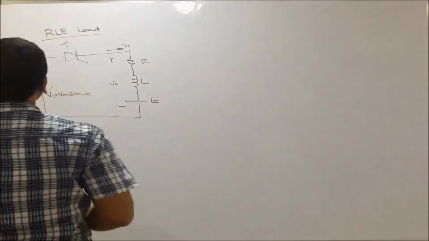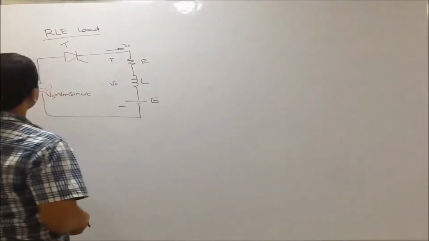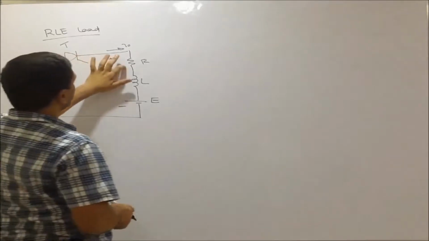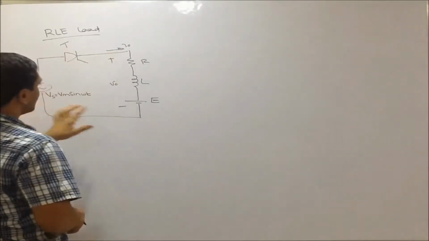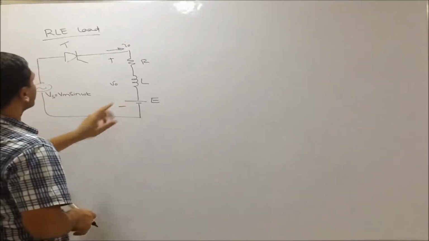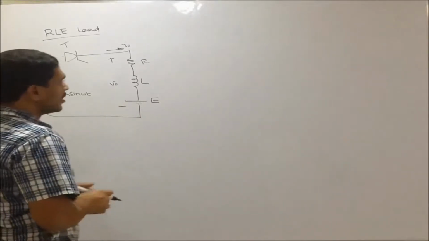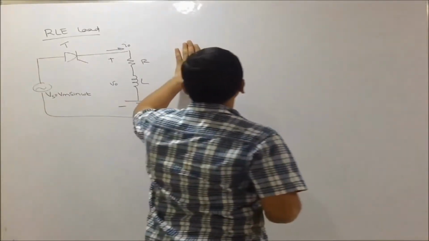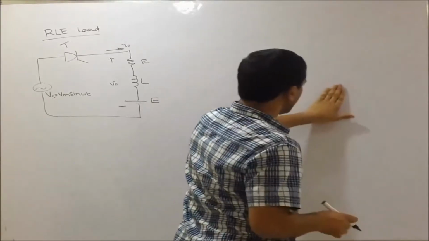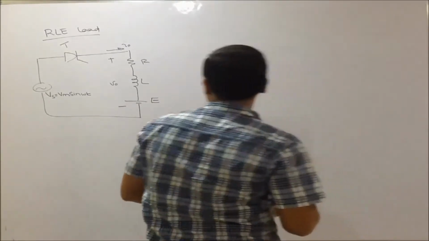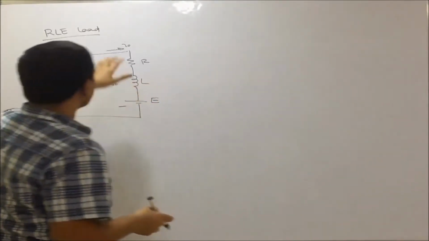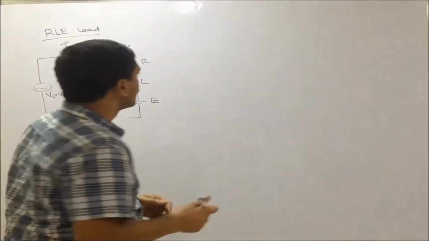While discussing RE load, we have discussed some other things like R consumes power through RMS current and E takes power through average current. So the same funda is applicable. Later what we have discussed? We have discussed alpha minimum, alpha maximum. Those things we will see here also.